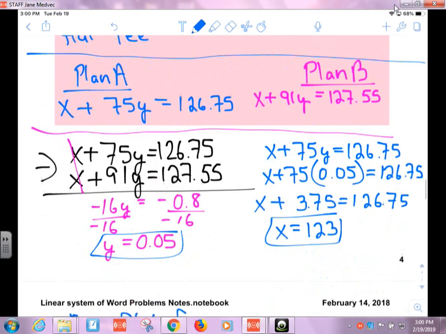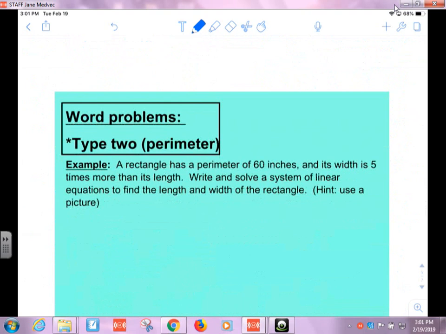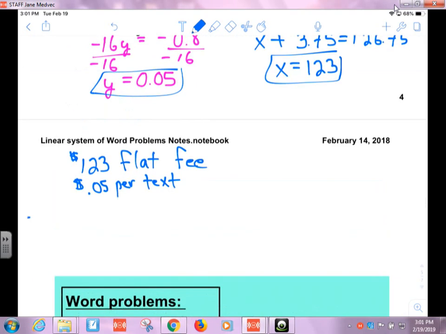And again, this is part 2 of the cost and count. You're going to notice that tomorrow we're going to go ahead and do perimeter. But right now we're going to stop right there.